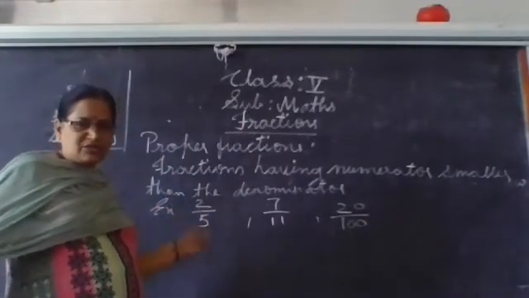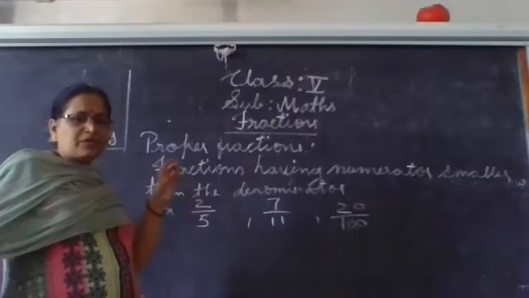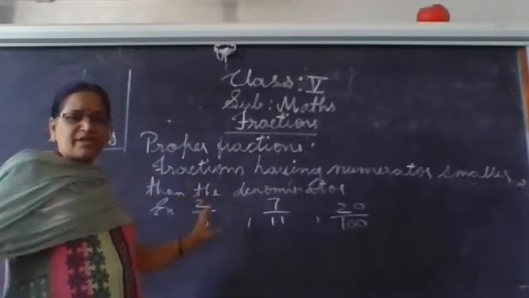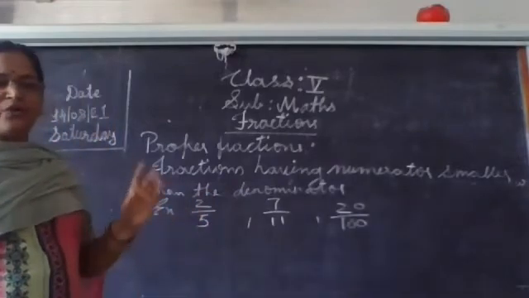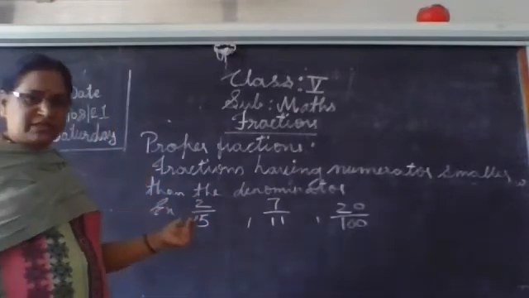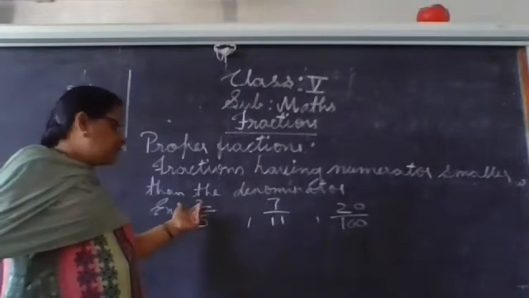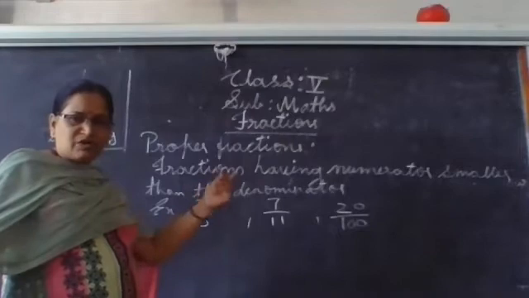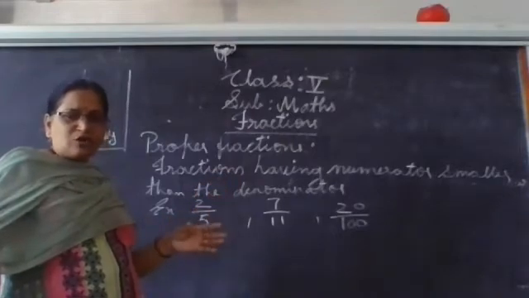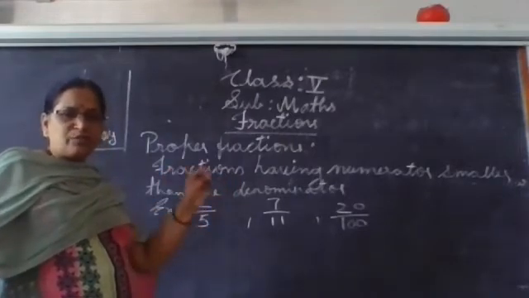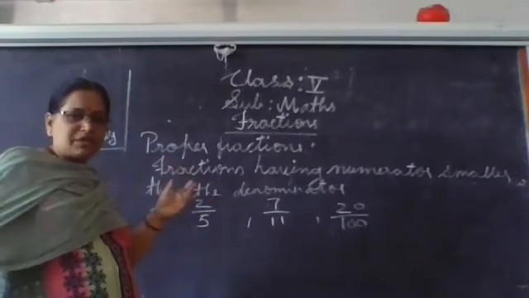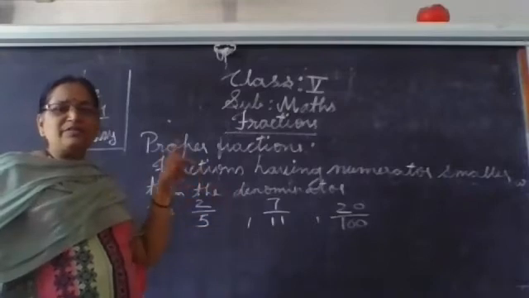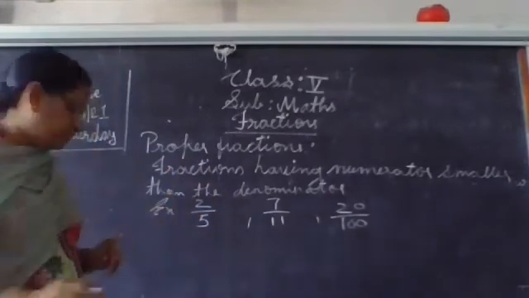If you divide these fractions, you always get 0 point something. Okay. So this type of fractions lie between 0 and 1. Always listen, because if you divide 2/5 or 7/11 or 20/100, you always get your quotient as 0 point something. That means this type of fractions always lie between 0 and 1.